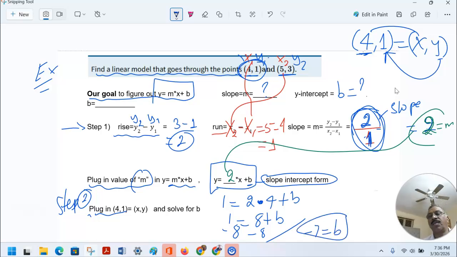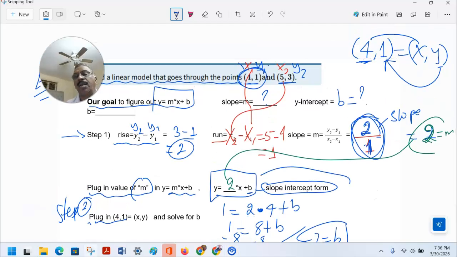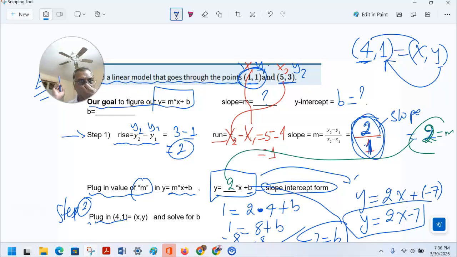Once you get this, then in this equation we can do the conclusion and say, hey, y equals 2x, and the b that you got you put back wherever the b is, and that is plus minus 7, and you can write it also as 2x minus 7, and you're done. Okay, I hope I made sense. So this is how you find it. Let's do another one, and then you get a hang of it.